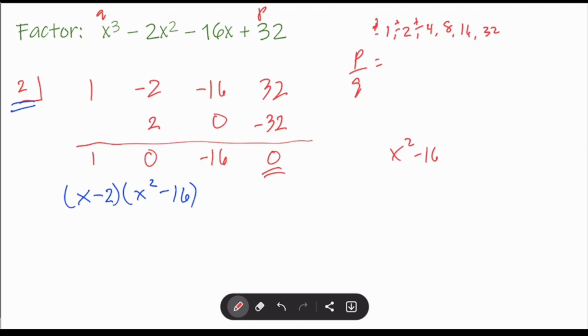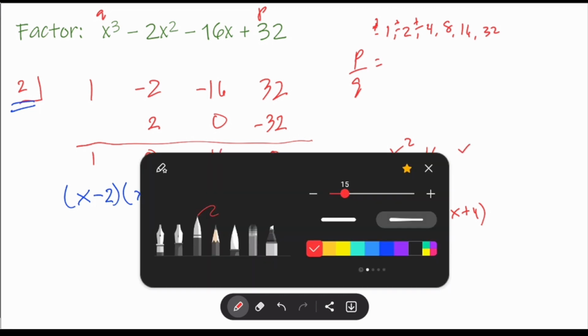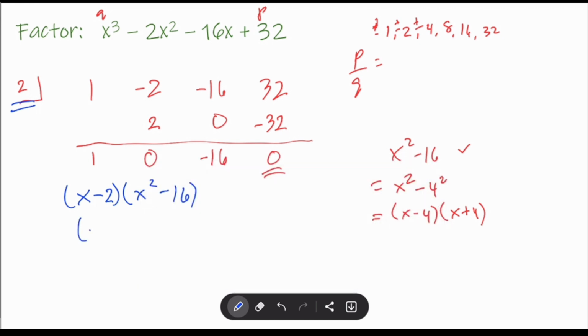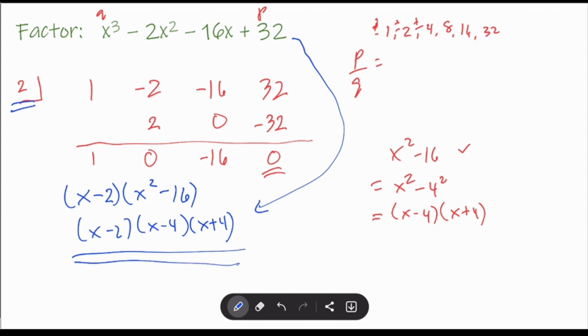So the x squared minus 16 can be written as x squared minus 4 squared. It's a difference of 2 squares because 16 is 4 squared. Where if you factor a difference of 2 squares, it will be x minus 4 times x plus 4. So if you do the FOIL method, multiply x minus 4 and x plus 4, it will go back to x squared minus 16. So the factored form of the x minus 2, the x squared minus 16 is x minus 4 times x plus 4. So the factored form of the given is x minus 2 times x minus 4 times x plus 4.